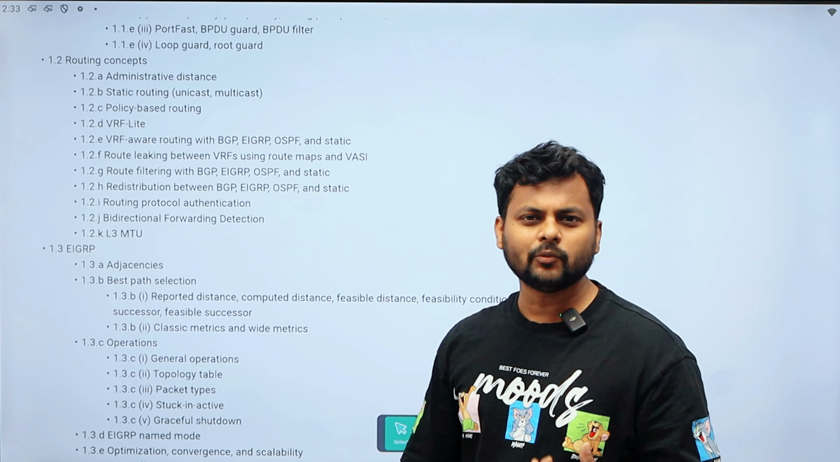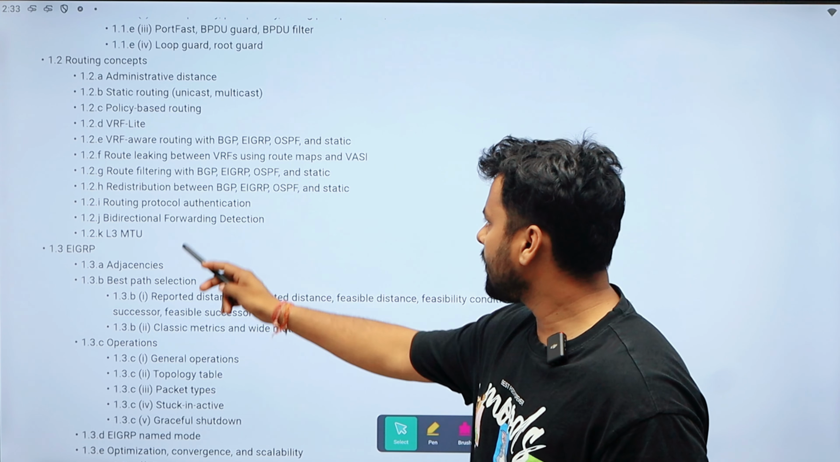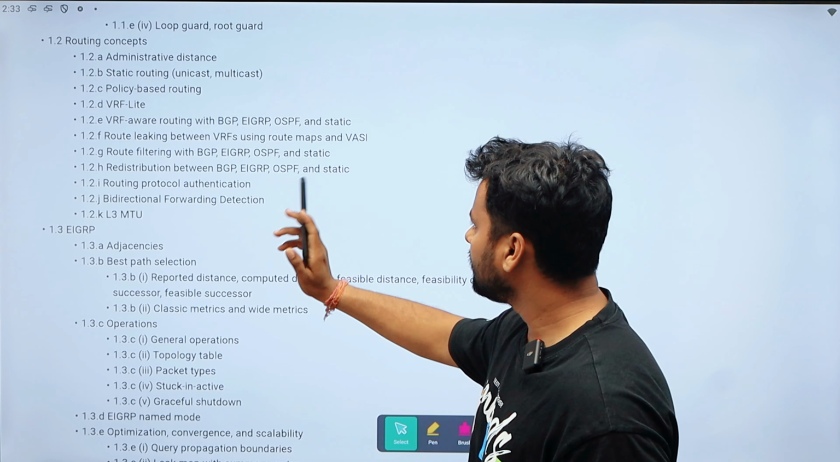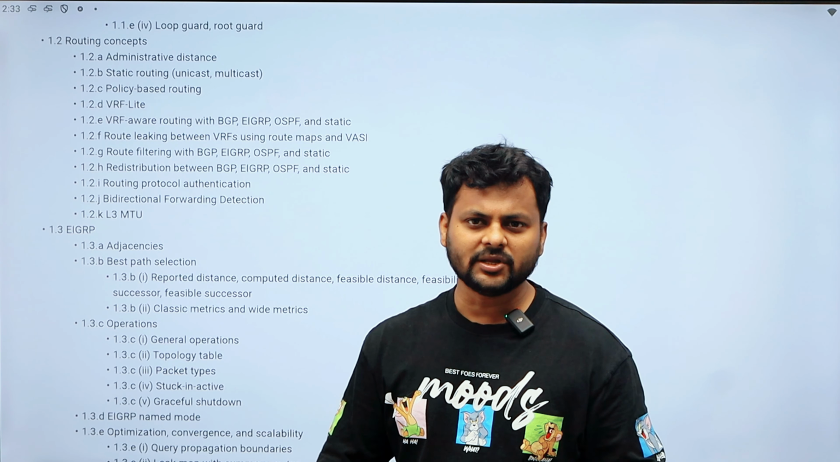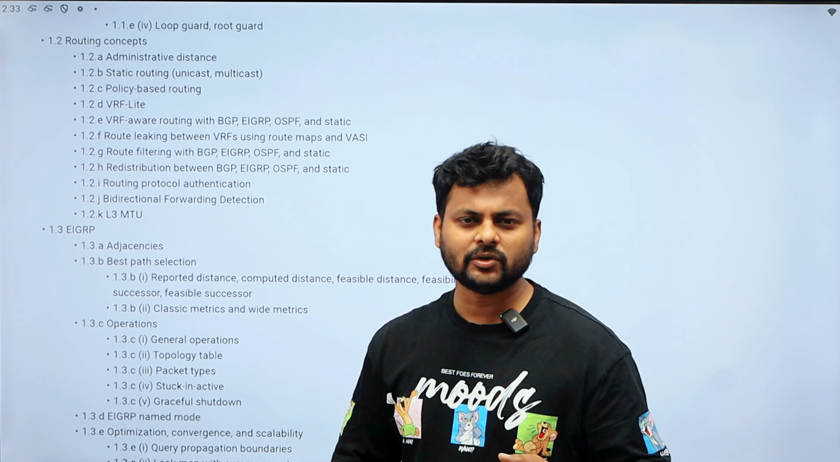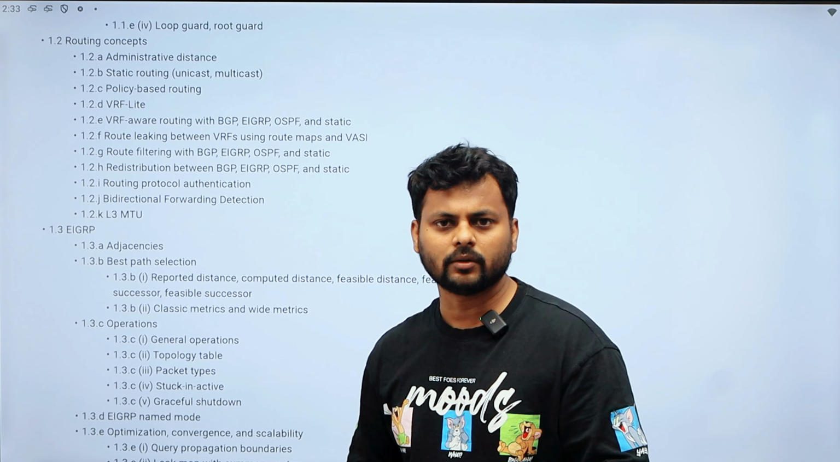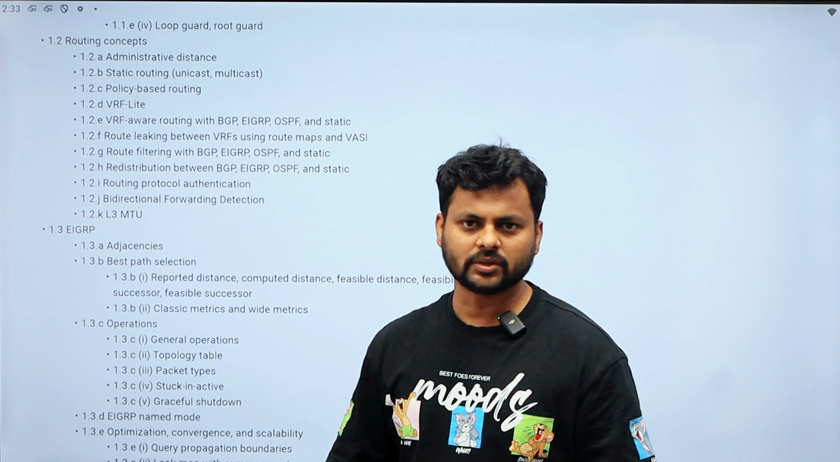Sometimes you have an unwanted route in the routing table, and you have to filter it. Then we have redistribution between all the routing protocols, like BGP, EIGRP, OSPF, and static, right? That's when you do a migration between 2 companies, and even when you're providing connectivity between the customer and the service provider, and you are running a different routing protocol, you have to go with redistribution.